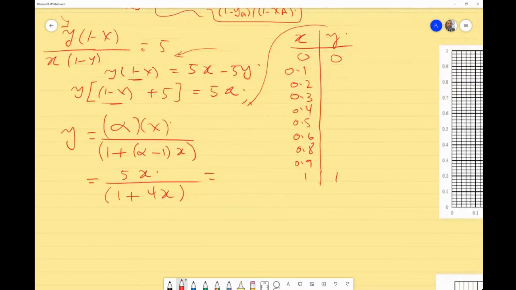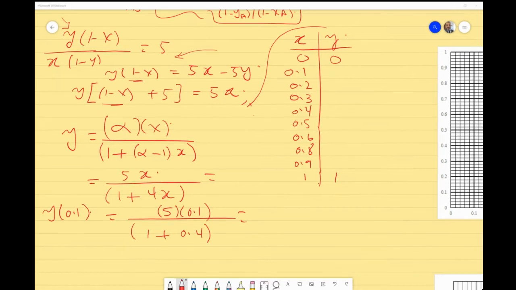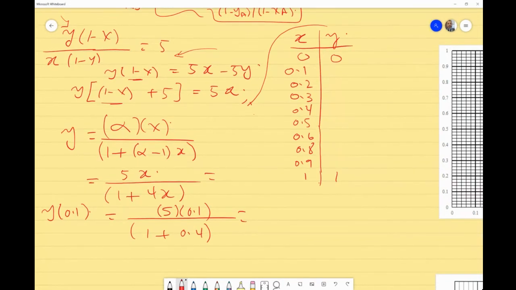What will happen? So if x is 0.1, it's going to be 5 multiplied by 0.1 divided by 1 plus 0.4. Can you check this one? 0.35. 0.36. Yeah, this one is right. I think the one that I wrote previously wasn't right. Yeah, 0.357, yes. So exactly right. Now this equation gives 0.357 or something like this. So this is 0.357.